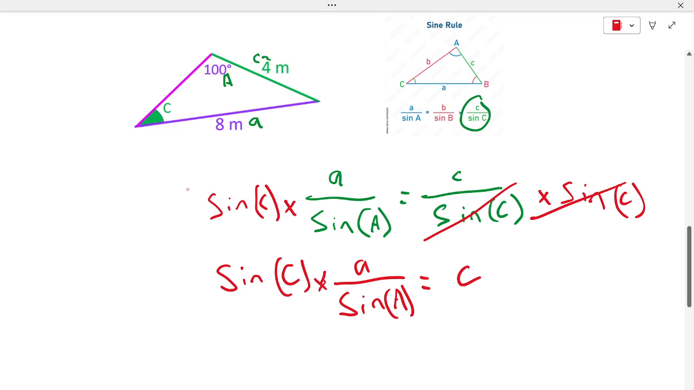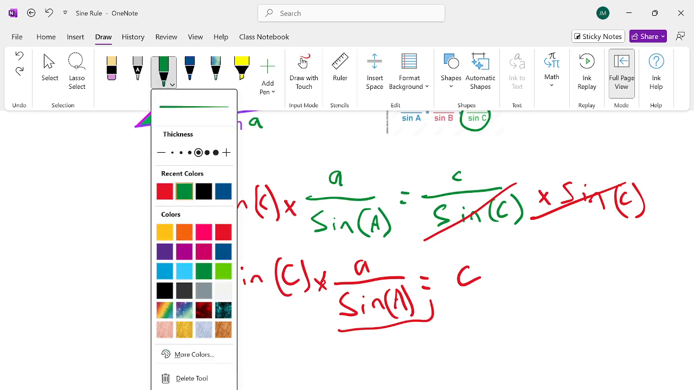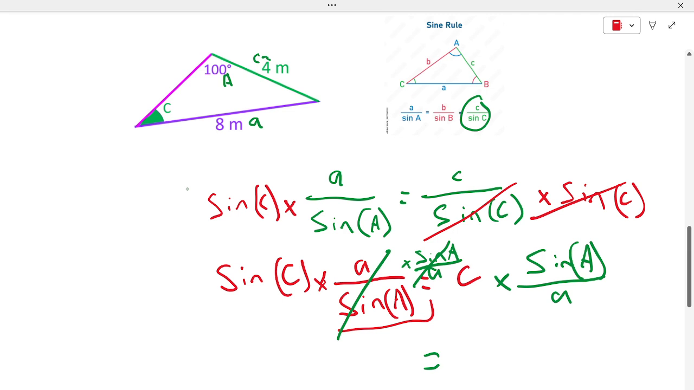Now we want to get rid of this fraction here. So we can multiply by its inverse, which means that we multiply by basically the upside down version. So sine of A over A. Okay, and we do the same on this side. Multiply by sine of A over lowercase a. These whole fractions will cancel each other out. They become equal to 1, and so we're just multiplying by 1 at that point.